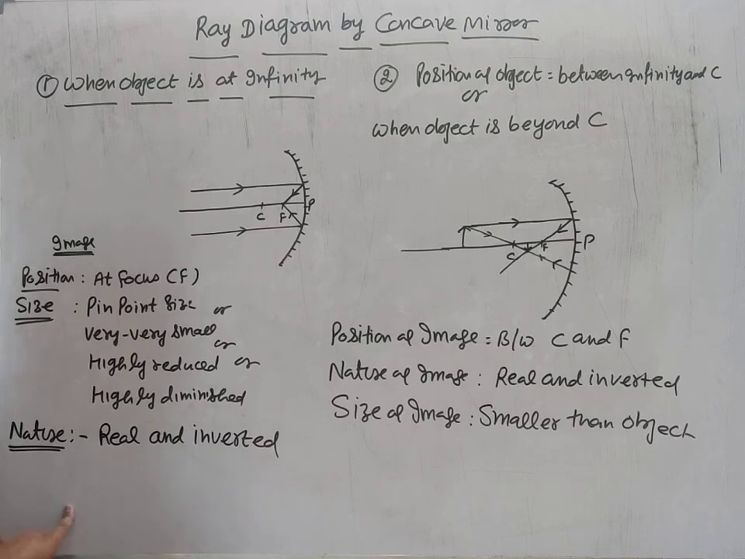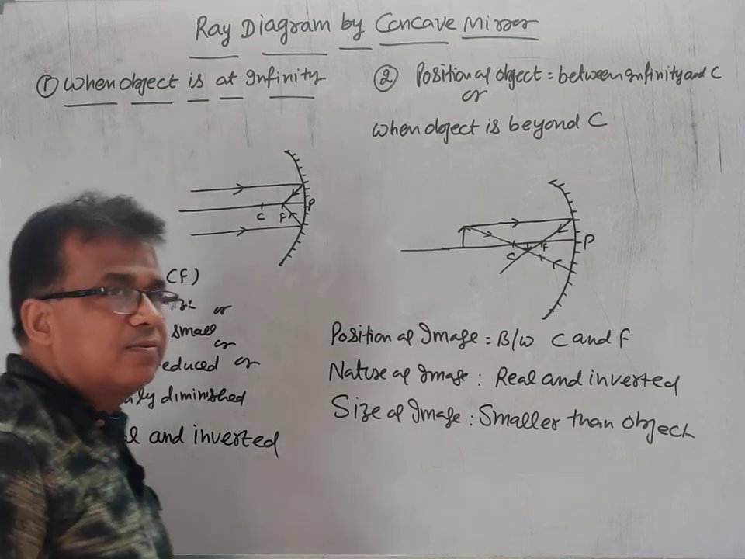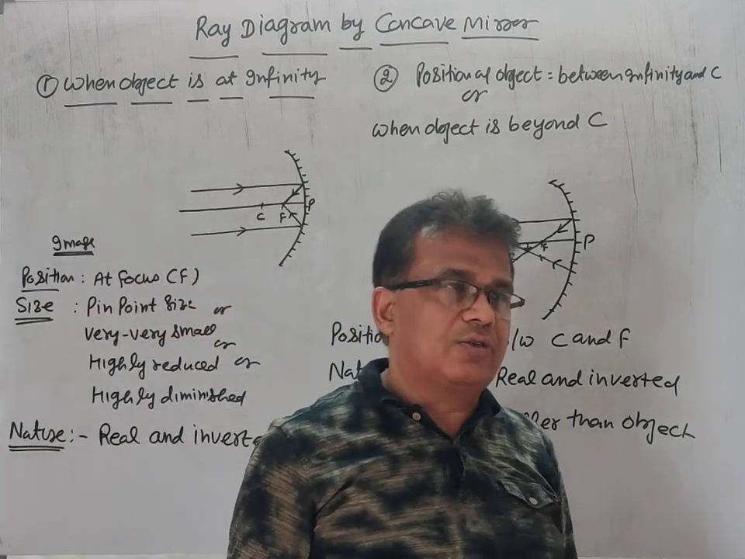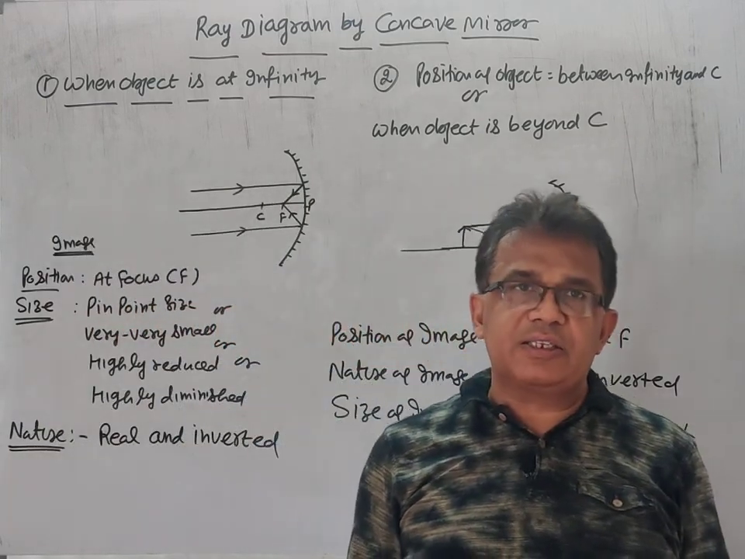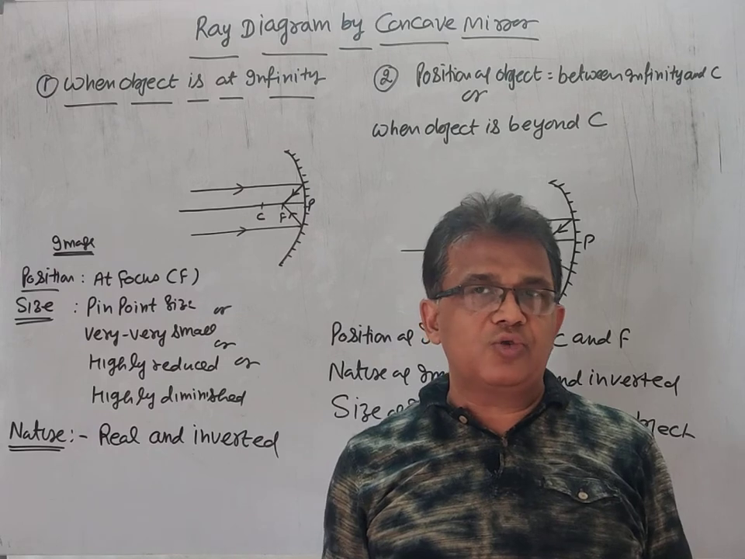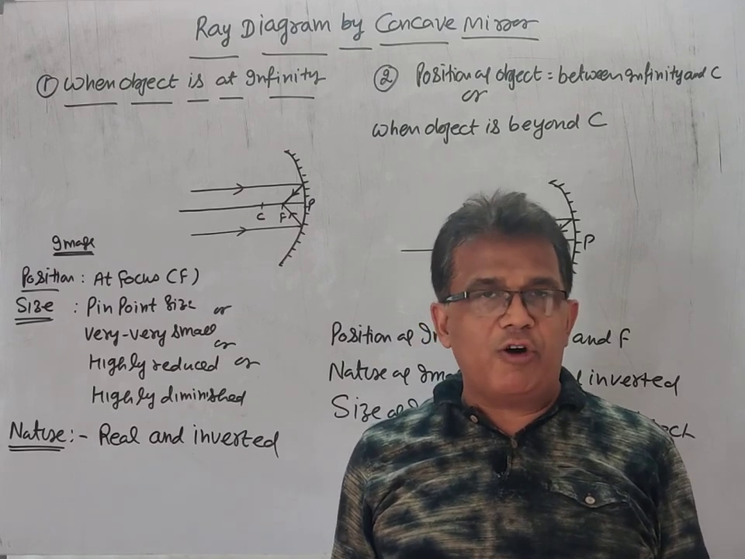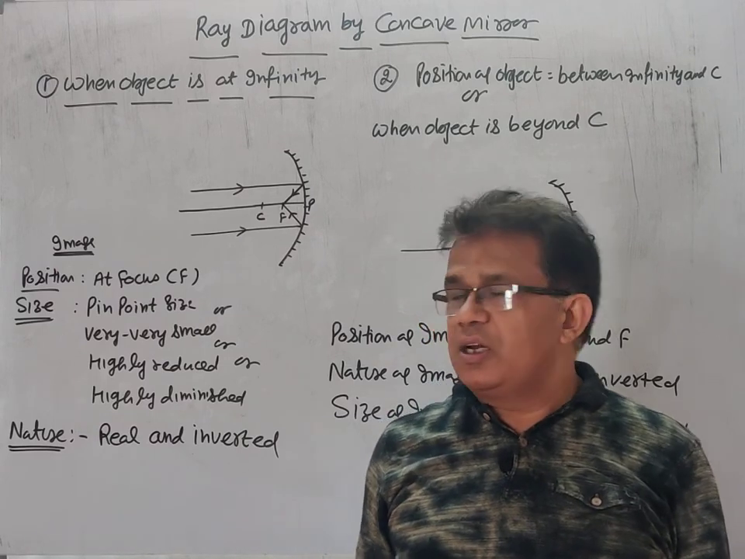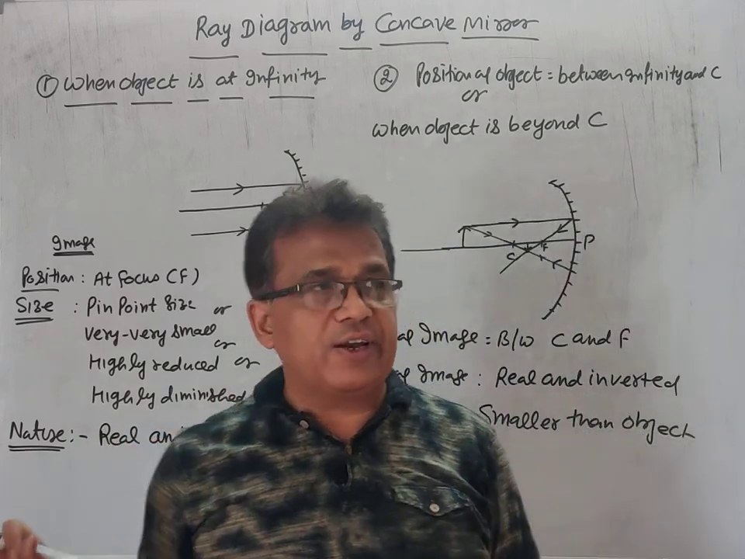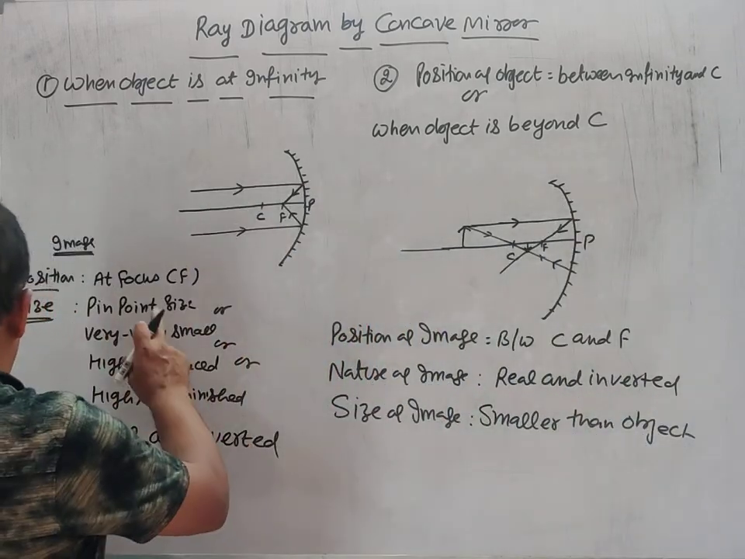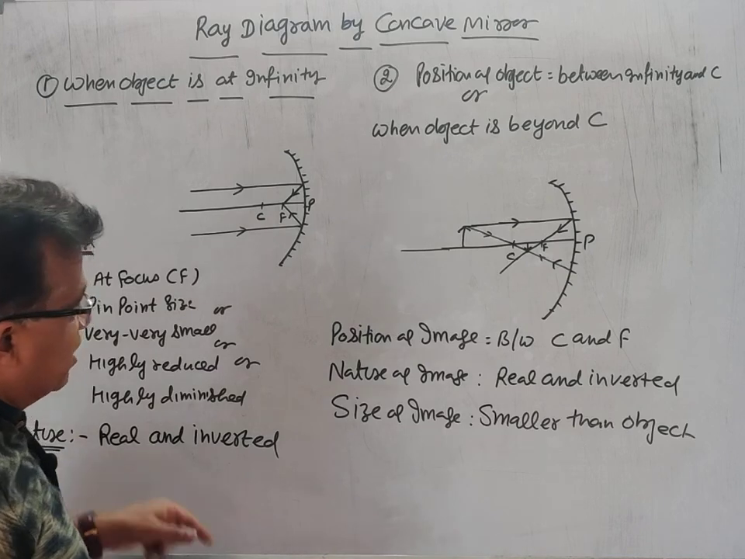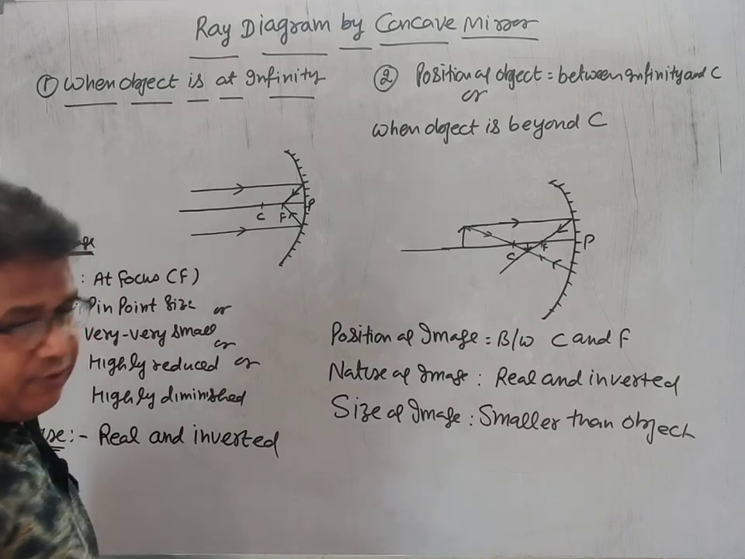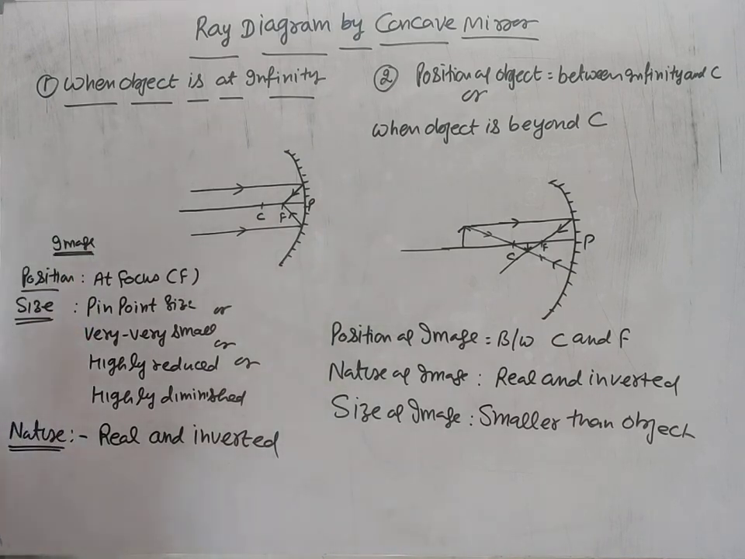So thus what have we studied? We have studied the focal length, which is equal to half of the radius, small f is equal to r by 2. Then 4 rules for forming the image, and then these two images when the object is at infinity and when the object is between infinity and C. We shall study one more position.